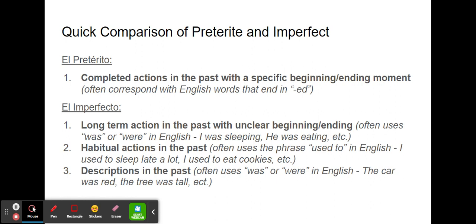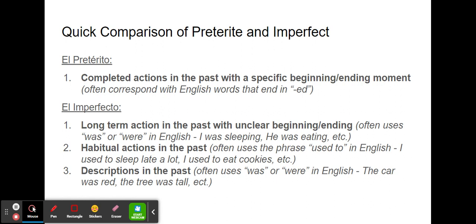El imperfecto has 3 different uses. One is long-term action in the past with unclear beginning or ending. Often in English, that will be signified by was or were, like I was sleeping, he was eating. It's in the past, but we're not exactly sure how long it was lasting or when it began or when it ended. The second use of el imperfecto is habitual actions in the past.